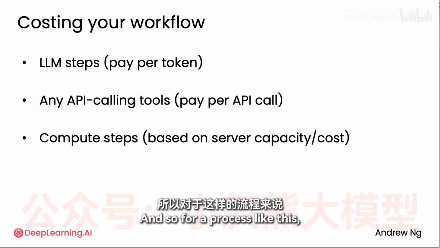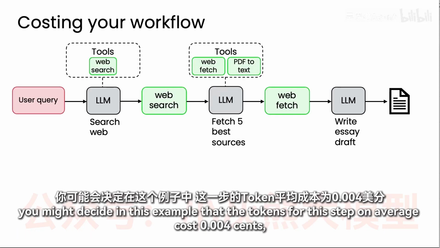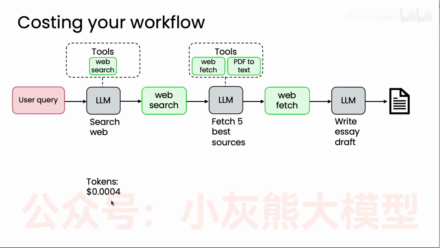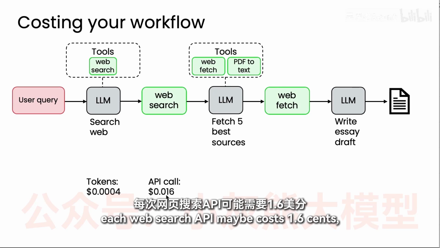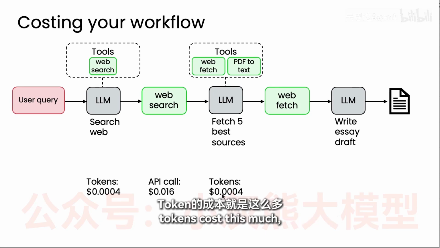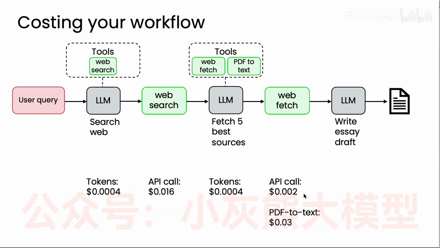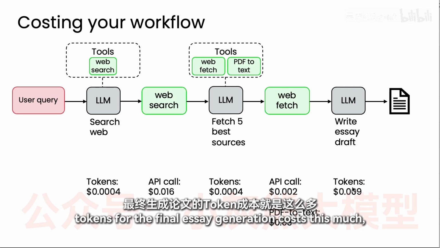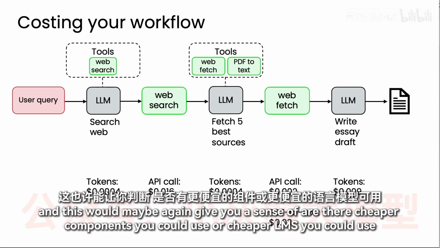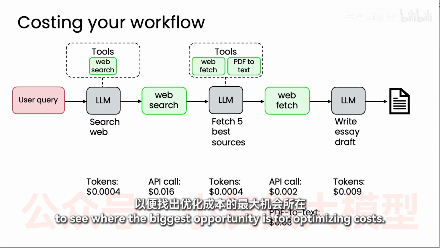And so for a process like this, you might decide in this example that the tokens for this step on average cost 0.004 cents. Each web search API maybe costs 1.6 cents. Tokens cost this much. API call costs this much. PDF to text costs this much. Tokens for the final essay generation cost this much. And this would, again, give you a sense of whether there are cheaper components or cheaper LLMs you could use, to see where the biggest opportunities for optimizing costs are.